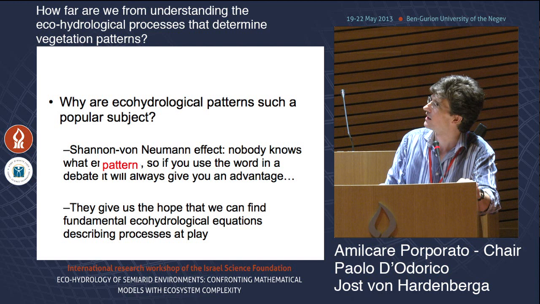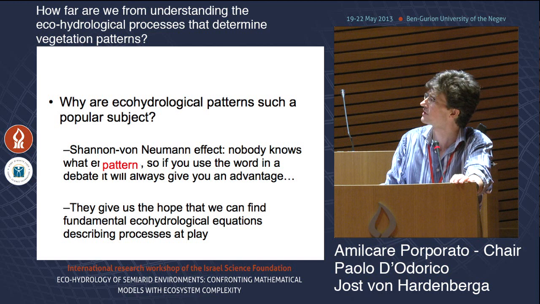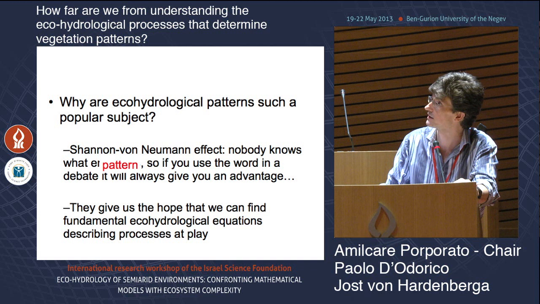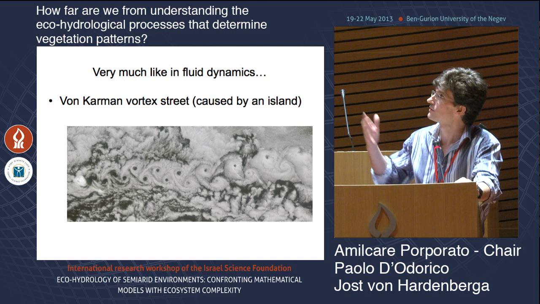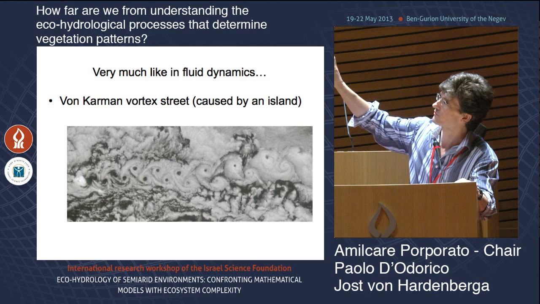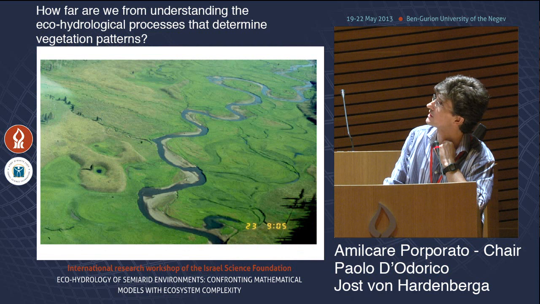On a more positive spin, one reason why we really are fascinated by patterns in eco-hydrology, we believe, is because they give us hope of having understood some processes, some fundamental equations that underlie them. And something like what happens in fluid mechanics, this is a beautiful example taken from atmospheric dynamics. You have an island, you have a stream that invests it and forms a von Karman street. These are other examples in atmospheric science where you have the Kelvin-Helmholtz instability. And this is just another example, just to show some beautiful pictures of dunes and ripples.